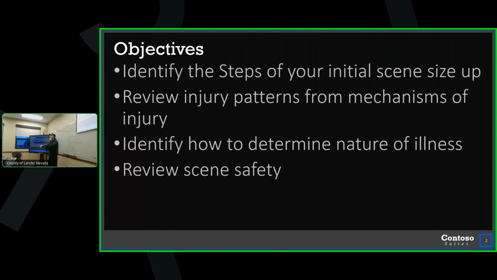We're gonna review injury patterns from mechanisms of injury. So how did they get hurt? That's their mechanism of injury. We're gonna identify how to determine nature of illness. So EMS really comes down to two calls. There's medical or there's trauma calls. So if it's a trauma call, it's gonna be a mechanism of injury. And then if it's a medical call, it's a nature of illness. So if I get called out to a respiratory distress, the nature of illness is respiratory distress.